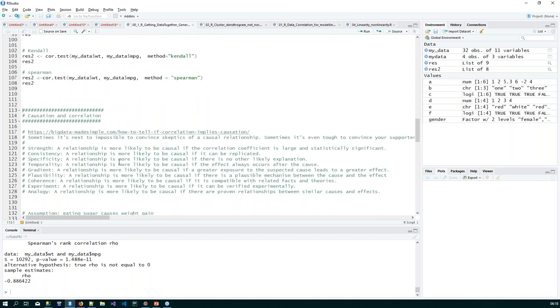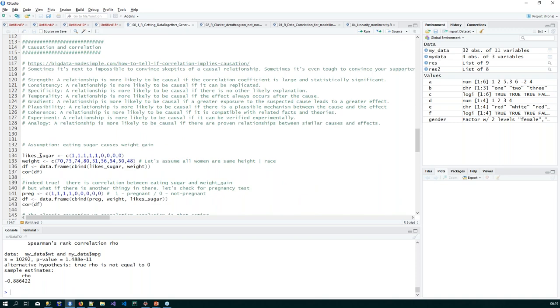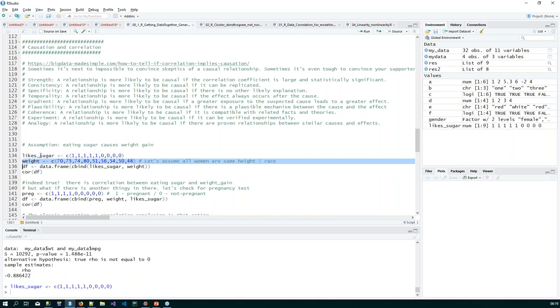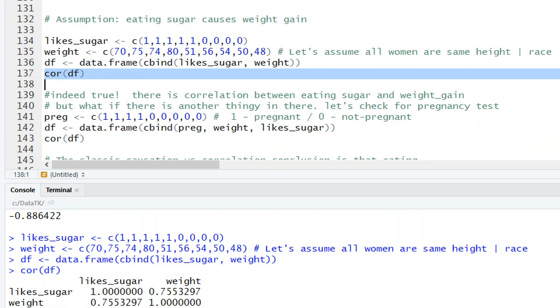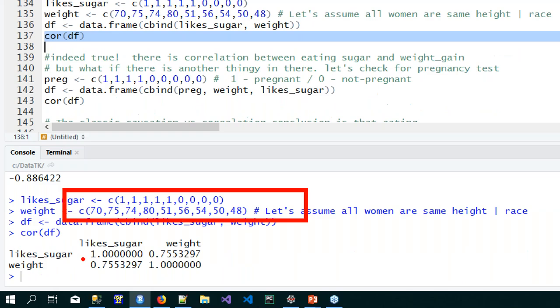Again, causation and correlation. I've created a sample data set here, and I'll take who likes sugar, and I'll take weight, and I'll create a data frame out of that and calculate the correlation. Since I've deliberately created this data set, I can see that there is a correlation between somebody who likes sugar and the weight. So we can say that the more the person weighs, it is highly likely that this person likes sugar.